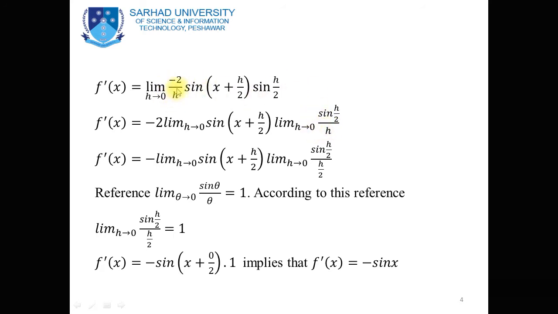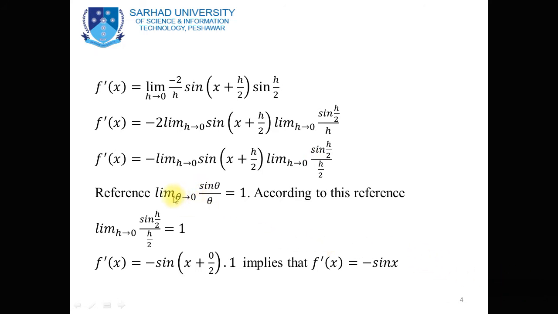This is actually where we shift this h to this term. So by using the formula limit theta tends to 0 of sin theta by theta is equal to 1, which we have already discussed in the previous video lecture. Now minus limit h tends to 0 of sin of (x plus h by 2), limit h tends to 0. Now shift this minus 2 to this expression. We can write limit h tends to 0 of sin h by 2 divided by h by 2.